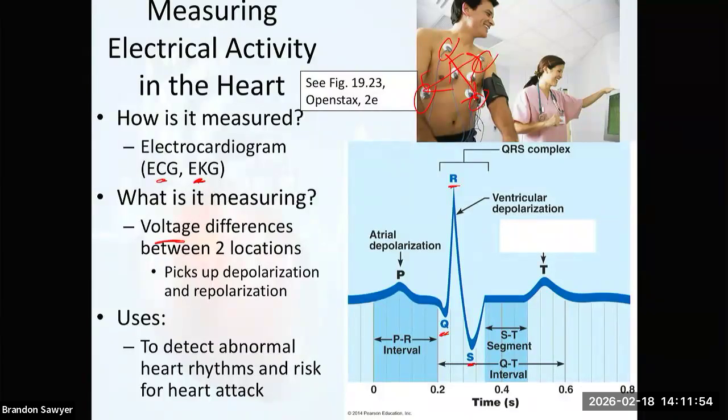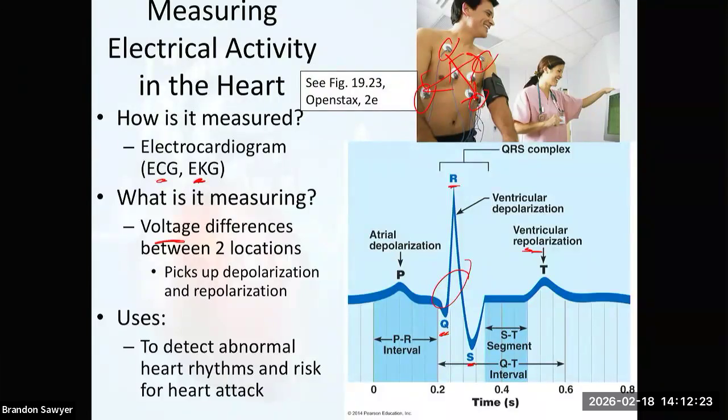And then the T wave is when the ventricles are repolarizing. So that little bump at the end is ventricular repolarization. Okay, we're missing atrial repolarization because it happens during the QRS complex. And so we just don't see it because it's kind of hidden in there by those bigger fluctuations that happen in the ventricles.